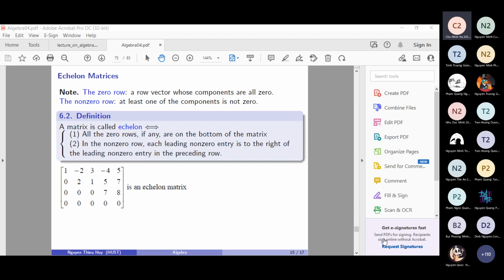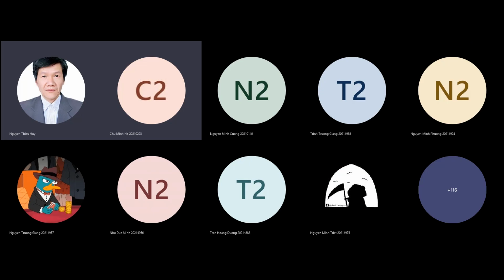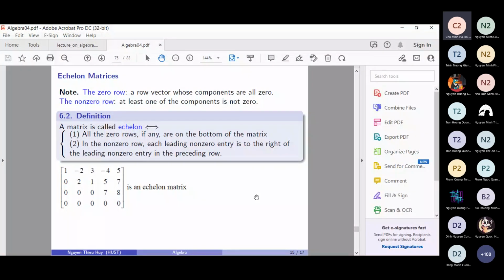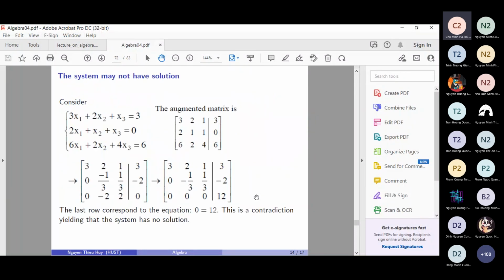Good. Now we go again to the slide and tell you what happened. Okay, now look back at the end of Gauss elimination before we do substitution.